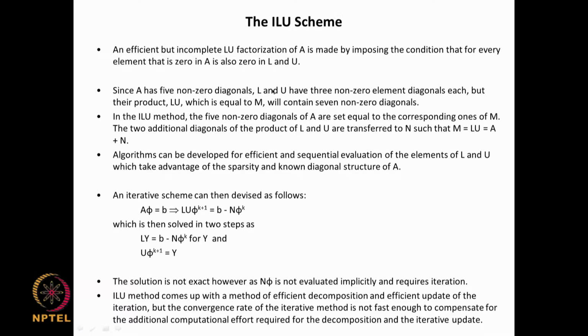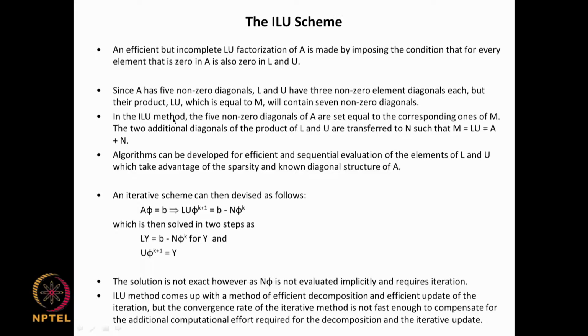But so you have L and U which have 3 non-zero diagonals, but the product of L and U, which is equal to M, the implicit part, will contain 7 non-zero diagonals. Even though A has only 5 non-zero diagonals, since you put this condition here, which makes it easy for us to evaluate the elements of L and U, we are putting this condition that only those non-zero diagonals of A must also be non-zero in L and U. That enables us to have an efficient way of getting this L and U systematically. But the product of this 3 by 3 here, 3 of L and 3 of U, will have 7 non-zero diagonals, that is 2 more than what A has.